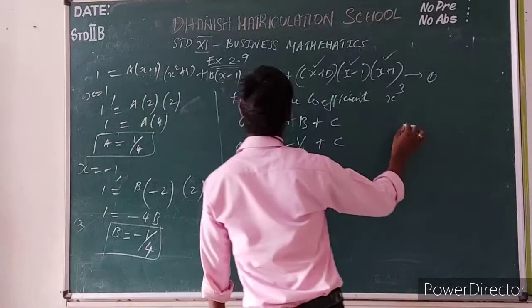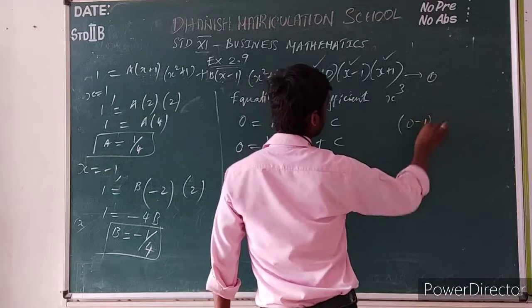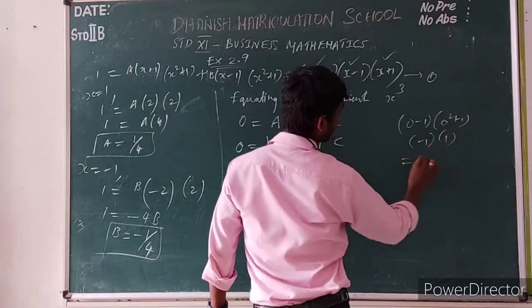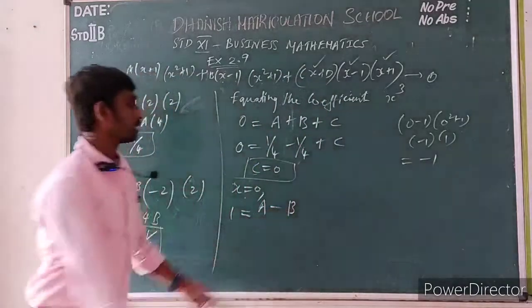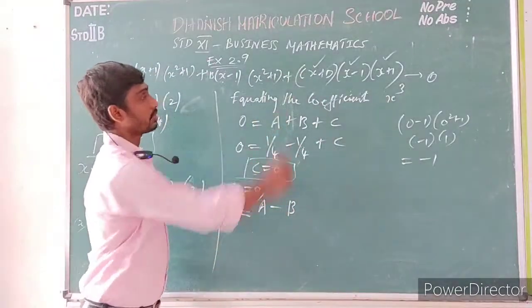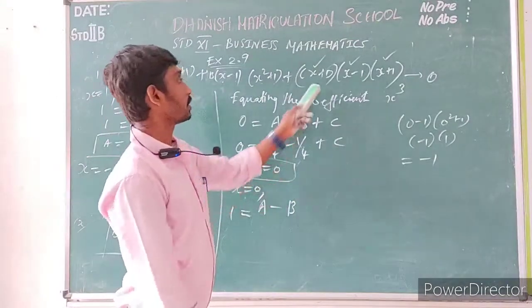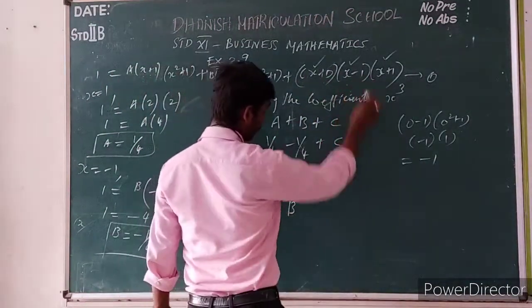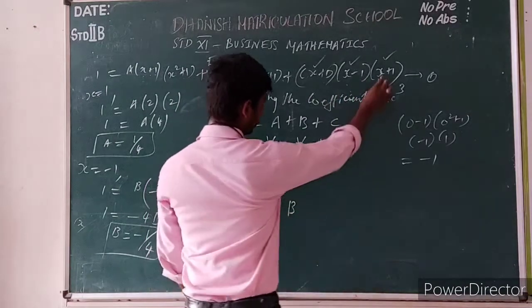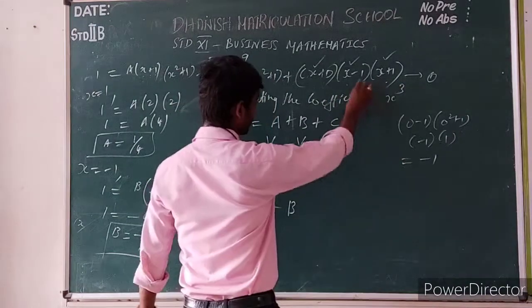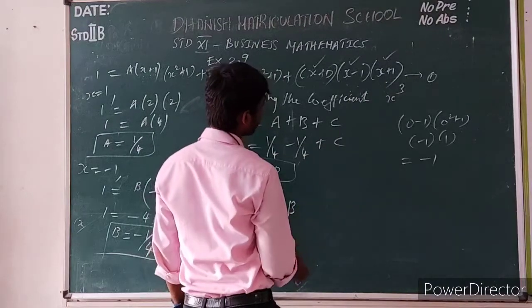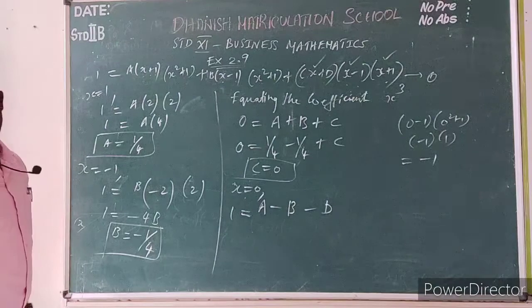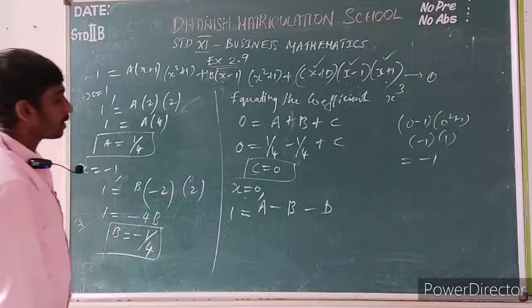So listen, now we are going to substitute this one. 0 minus 1, 0 square plus 1 means minus 1 into plus 1, that will be minus 1. That's why I am putting minus B here. Then what is the C value for substituting here? So x is equal to 0 means this term will be totally cancelled. What is the D value? 0 minus 1 minus 1, 0 plus 1 plus 1, that will be minus 1. We are getting the value minus B in the equation, A minus B minus D. So here we are using this one.